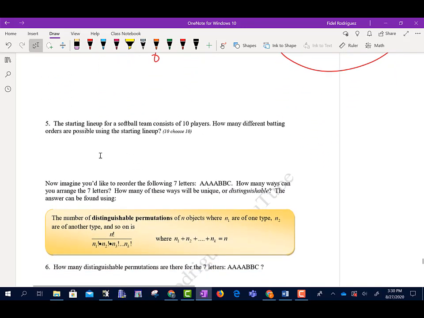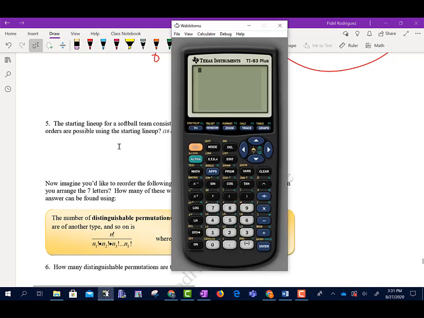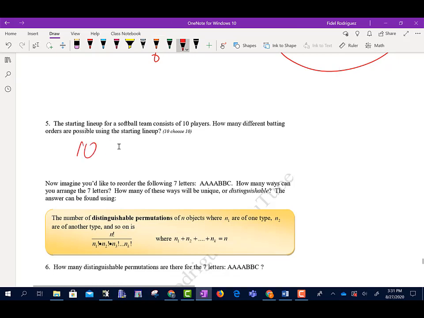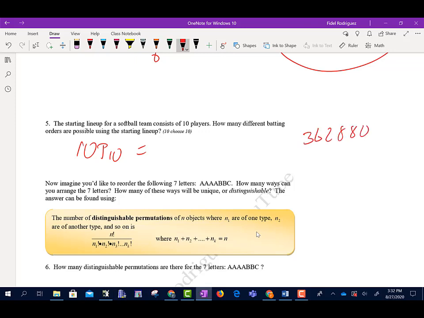The starting lineup for a softball team consists of 10 players. How many different batting orders are possible using the starting lineup? Let's figure it out. We're going to have 10 permutation 10. Let me grab my calculator again. 10, math, probability, permutation 10 again, and we get 3,628,800.